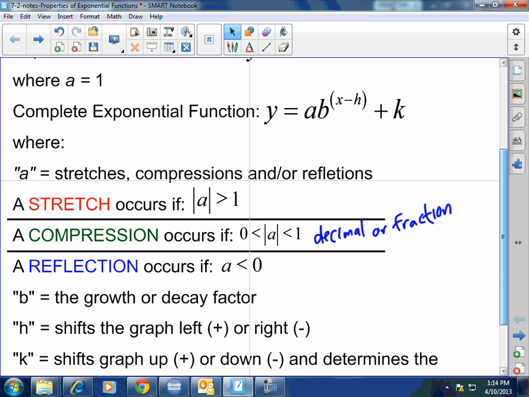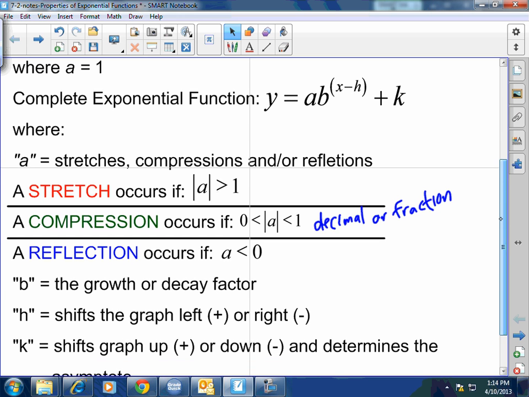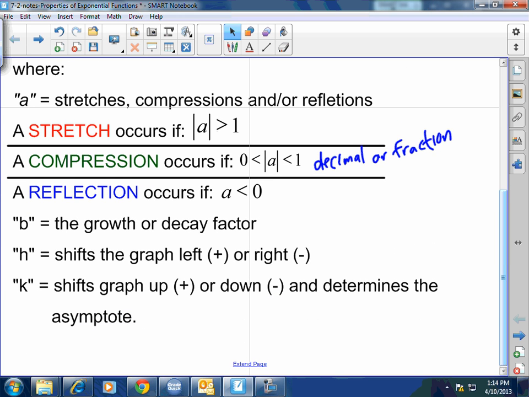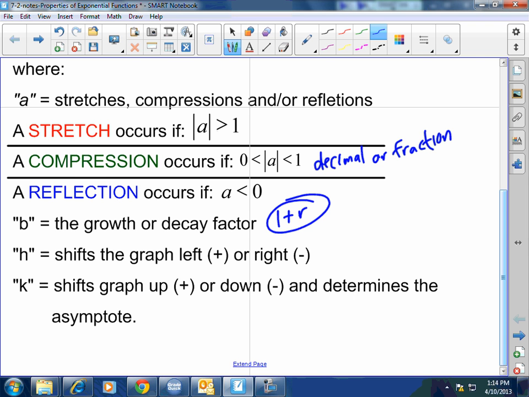b is the growth or the decay factor. Please remember, guys, that the growth or decay factor comes from 1 plus the r. When the r is positive, that's a growth. When the r is negative, that's a decay.